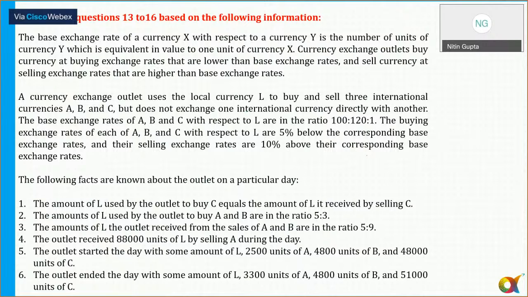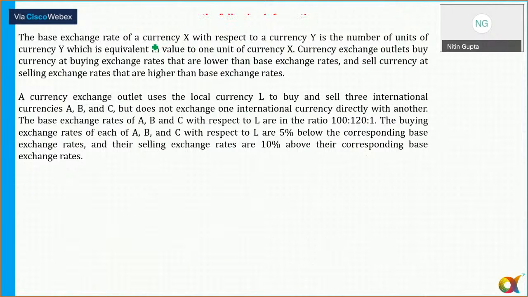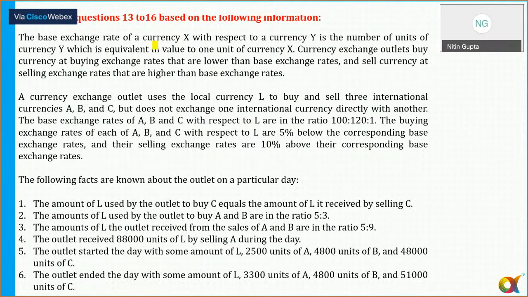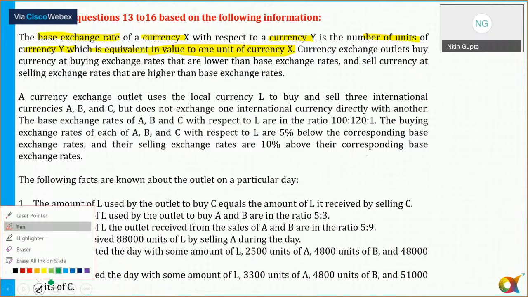All right. So now, let's go by the definitions here, first of all, one by one. It says the base exchange rate. The base exchange rate of a currency X with respect to currency Y is the number of units of currency Y which is equivalent to 1 unit of currency X. So what do you mean by the term base exchange rate? So the first definition here is base exchange rate.